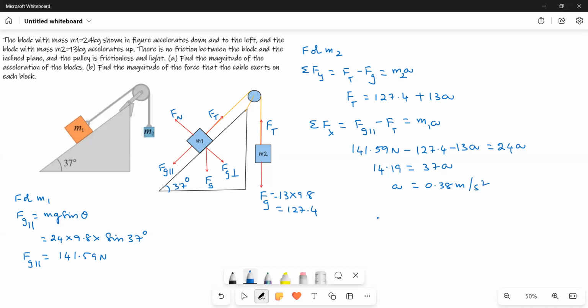Okay. Now this is the acceleration. That's what we were asked to find out. This is part A. And then for part B, we have to find out the tension. So we will substitute the a value in this. So we will get the tension. So Ft is equal to 127.4 plus 13 times 0.38. So Ft is equal to 132.37 newtons. This is the answer for this one.